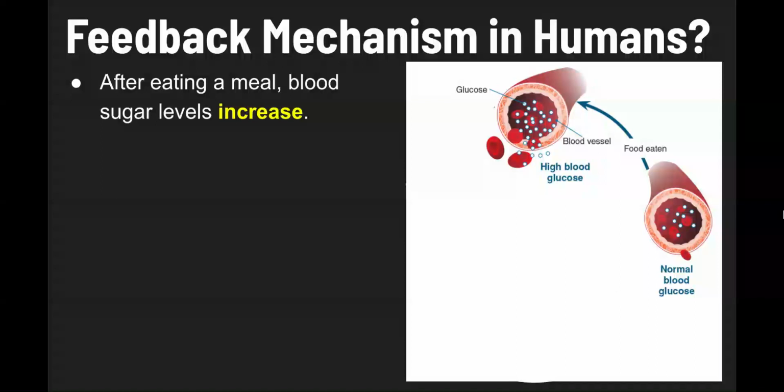Now let's talk about the feedback mechanism in humans that regulates your blood sugar. So let's begin with this scenario. Let's say you've just eaten a meal. Well, there's sugar in the food that you just consumed, and when your body takes that food in, the sugar in that food is removed, and it's transported throughout the body through the blood, like I mentioned a moment ago. That makes the blood sugar levels increase. Once you've eaten food, the blood sugar level increases.